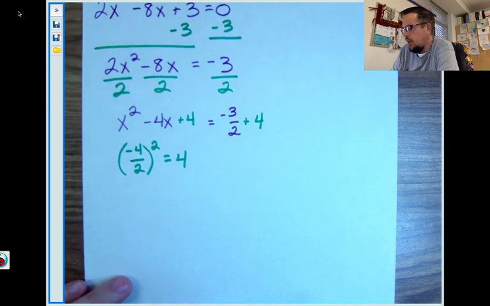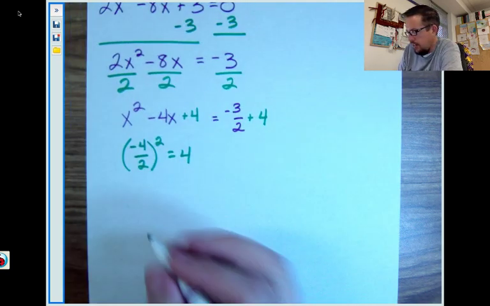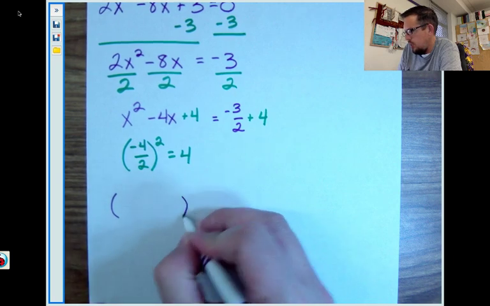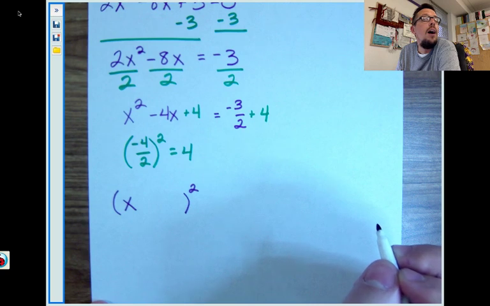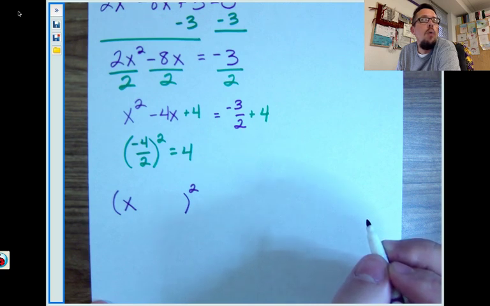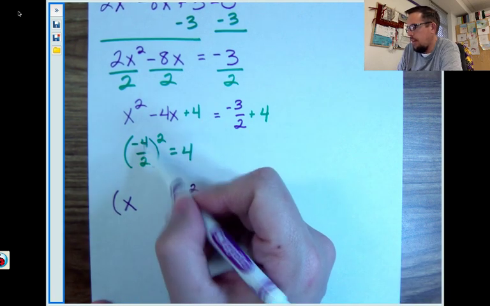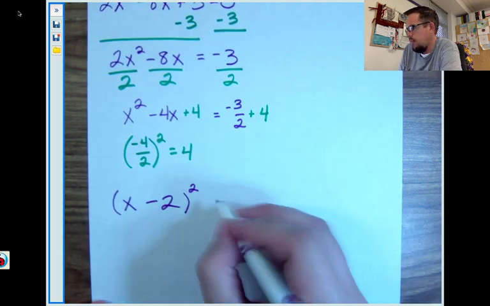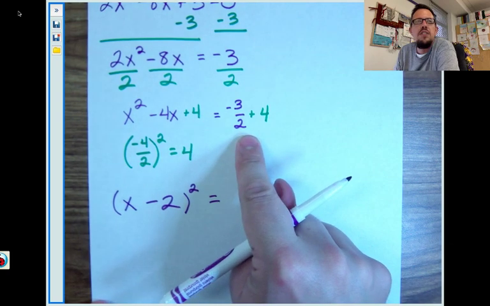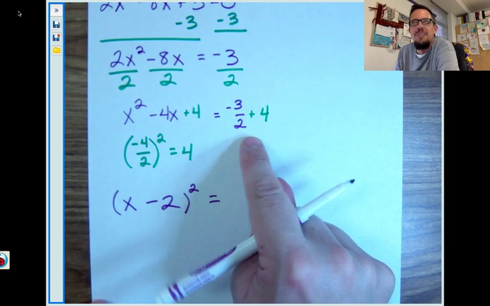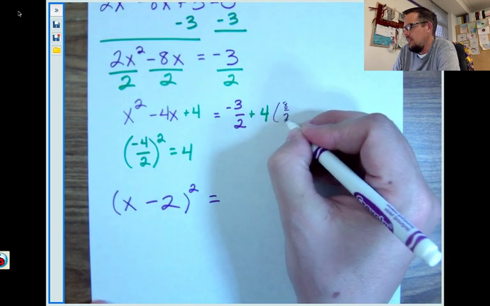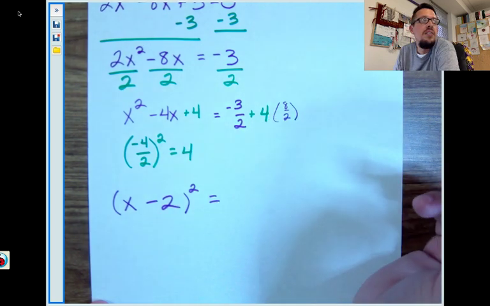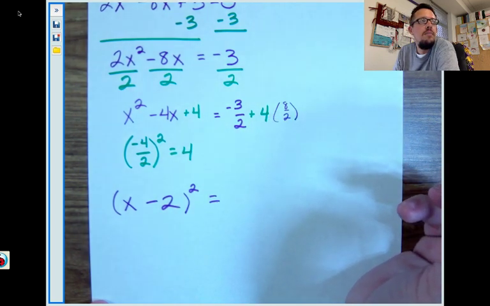Okay, so I know this is a perfect square. I made it that way. What is the perfect square going to be? X minus 2. Yeah, negative 4 divided by 2 is negative 2. And what's negative 3/2 plus 4, my little fraction experts? 4 is 8/2. So what's negative 3/2 plus 8/2? 5/2.